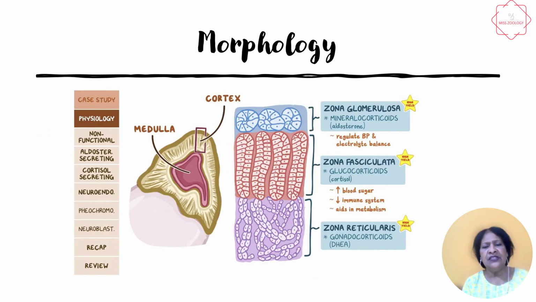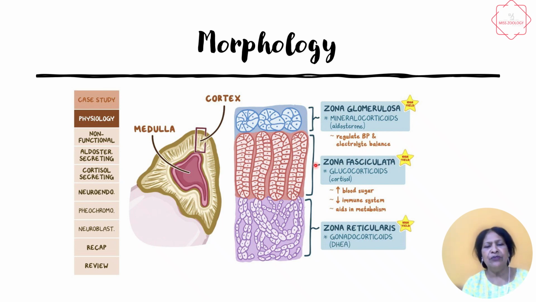Looking into the further details of the layers of cortex, we find the cortical cells form three significant layers. Towards the outer is zona glomerulosa, followed by zona fasciculata, and inner towards the medulla is the zona reticularis. The cells of zona glomerulosa secrete mineralocorticoids or aldosterone, which helps to regulate the blood pressure and the electrolyte balance in the body.